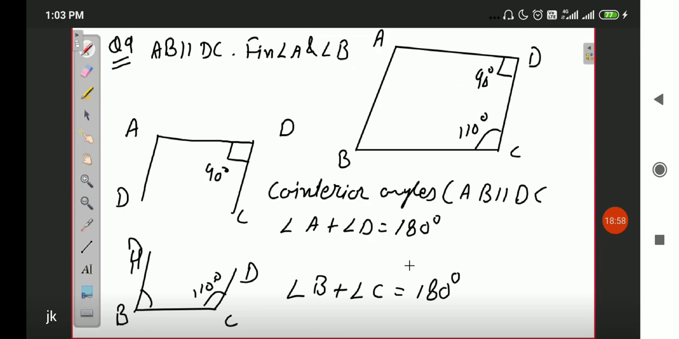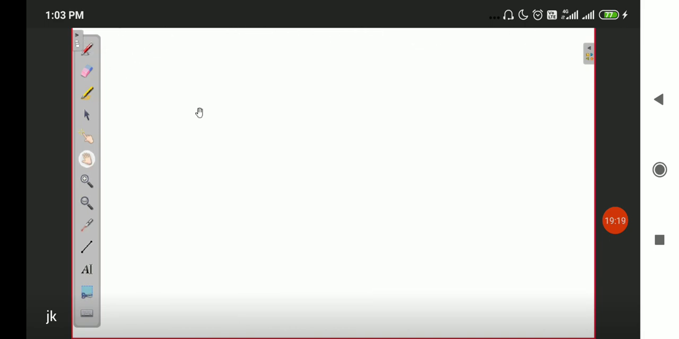Okay, I guess there should be no problem regarding these. We can easily determine the value of angle A as 90 degree and value of angle B as 70 degree. Okay, there should be no problem from now on. You have to write these questions fairly in your class homework copy. Next is question number 10.